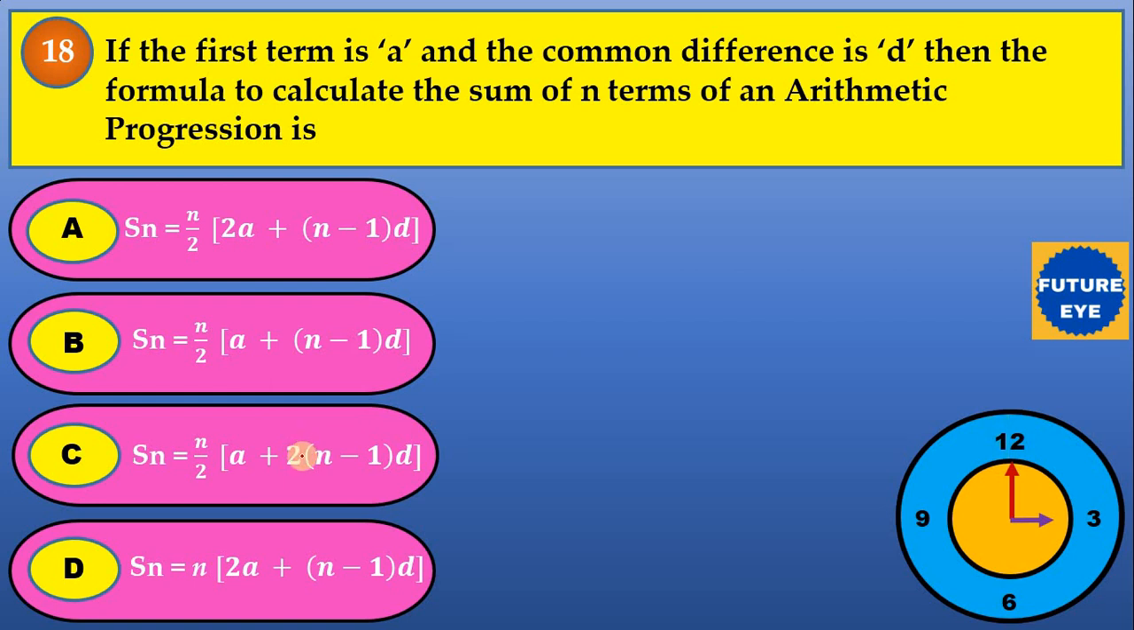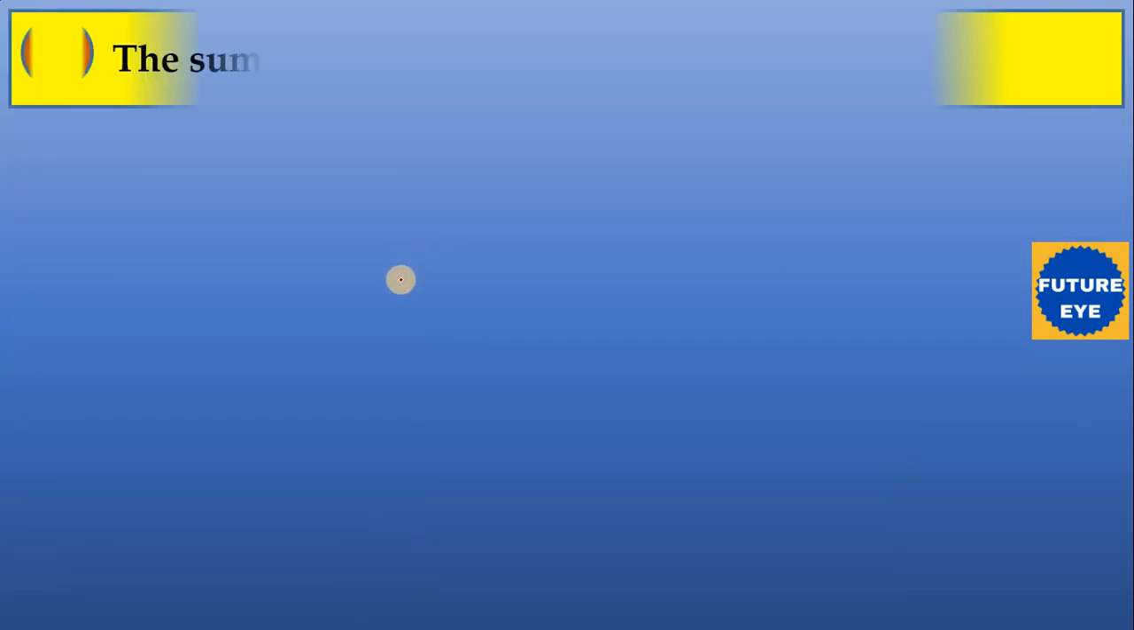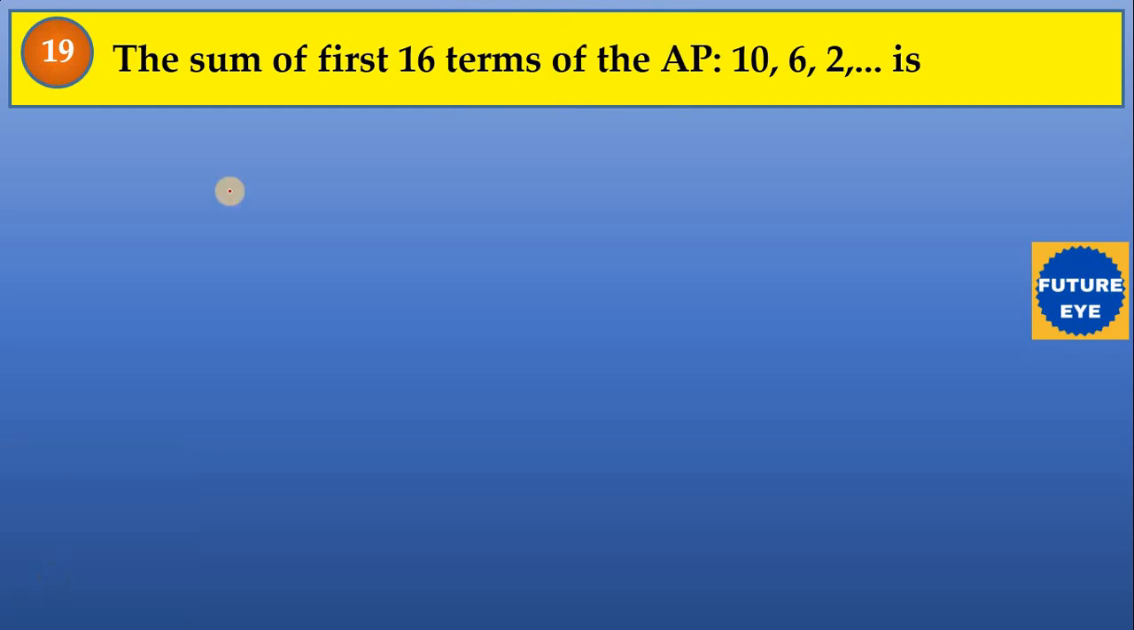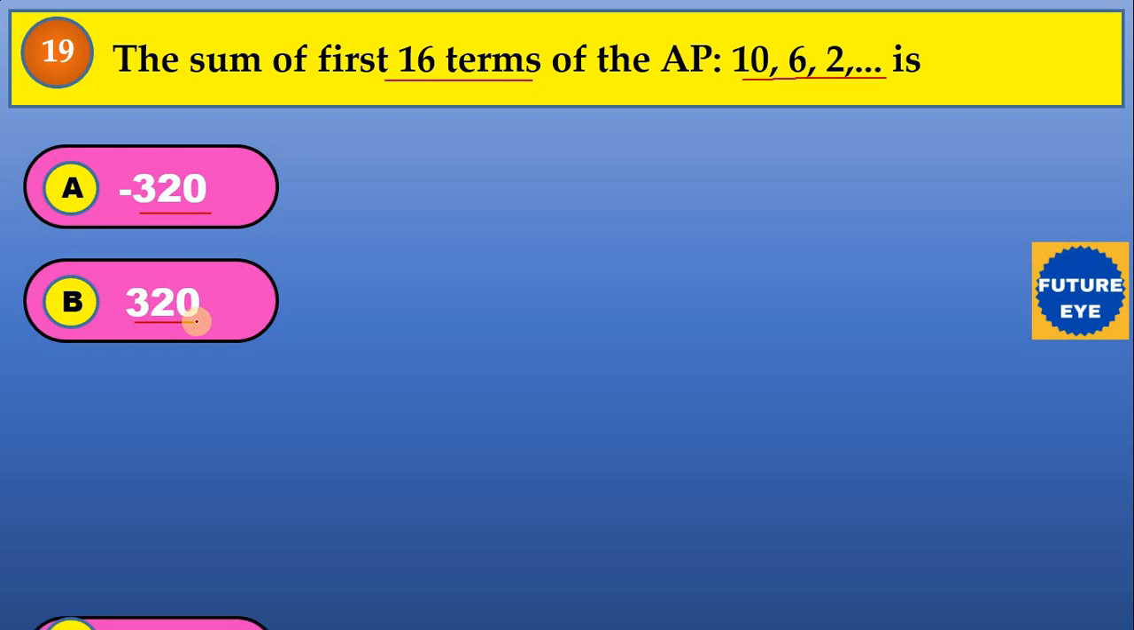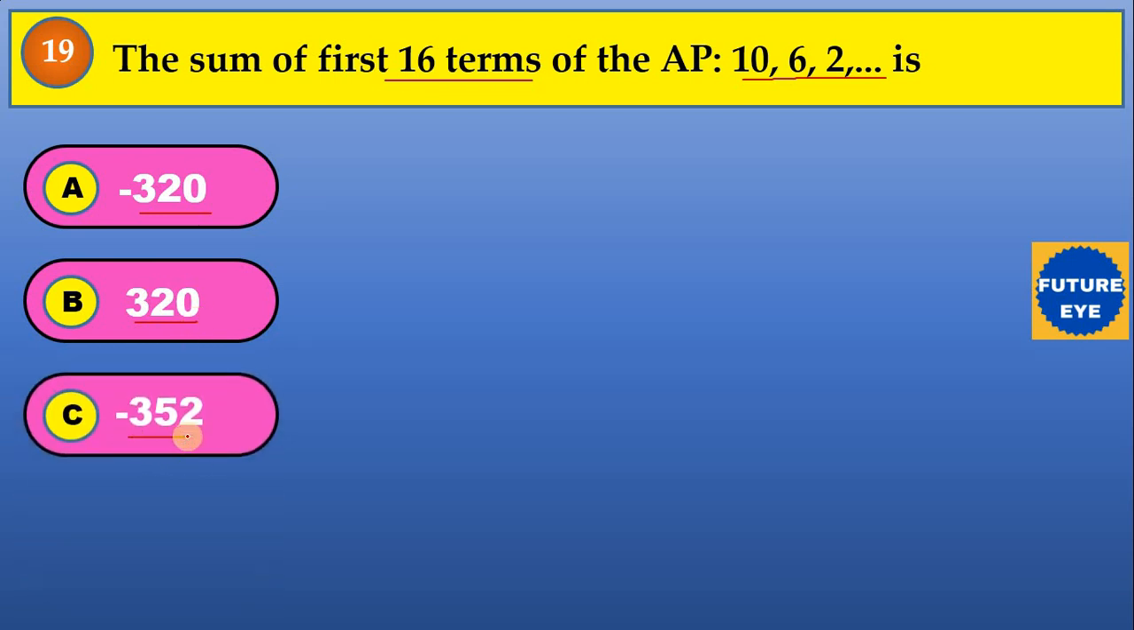I hope you have answered. So let's see the correct option. That is option A: Sn is equal to n by 2 into 2a plus n minus 1 into d. Let's take another problem, children. The sum of the first 16 terms of the AP 10, 6, 2, and so on is. Given options are minus 320, 320, minus 352, minus 400.